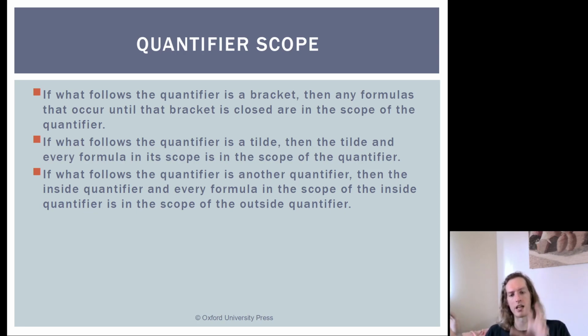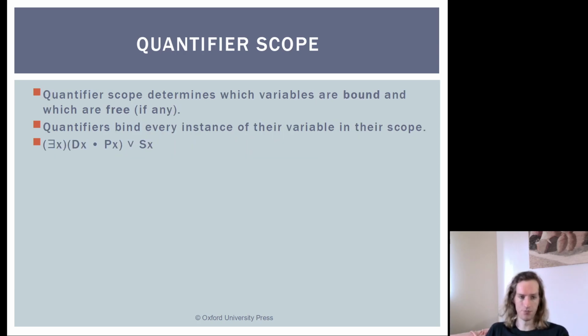So we can think of these applying in a similar way as tildes apply, where they're just stuck on the outside of something in the way that we would negate a formula. The negation of a formula negates everything in the parentheses that follows it, or it just negates the thing that it immediately follows if there's no parentheses there. So quantifier scope determines which variables are bound and which are free, if any. Quantifiers bind every instance of their variable in their scope. So we can see here that Sx is outside the scope of the existential quantifier. So that's not an existentially quantified variable.